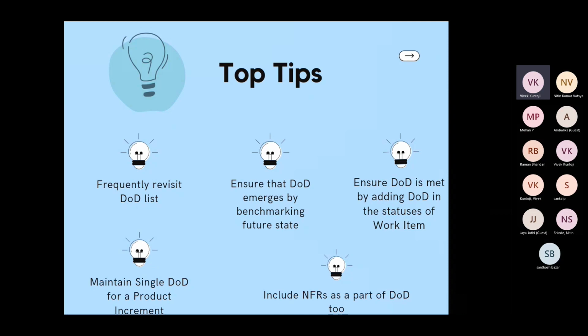And how do we ensure that DoD is emergent? By seeing what the future state is that we want to reach, what is the desirable state of that product increment, and to go there, what changes we want to make today so that we achieve that future state. If we can benchmark that and make changes to the DoD, then we would definitely not have any quality issues. You would always deliver a good quality product.